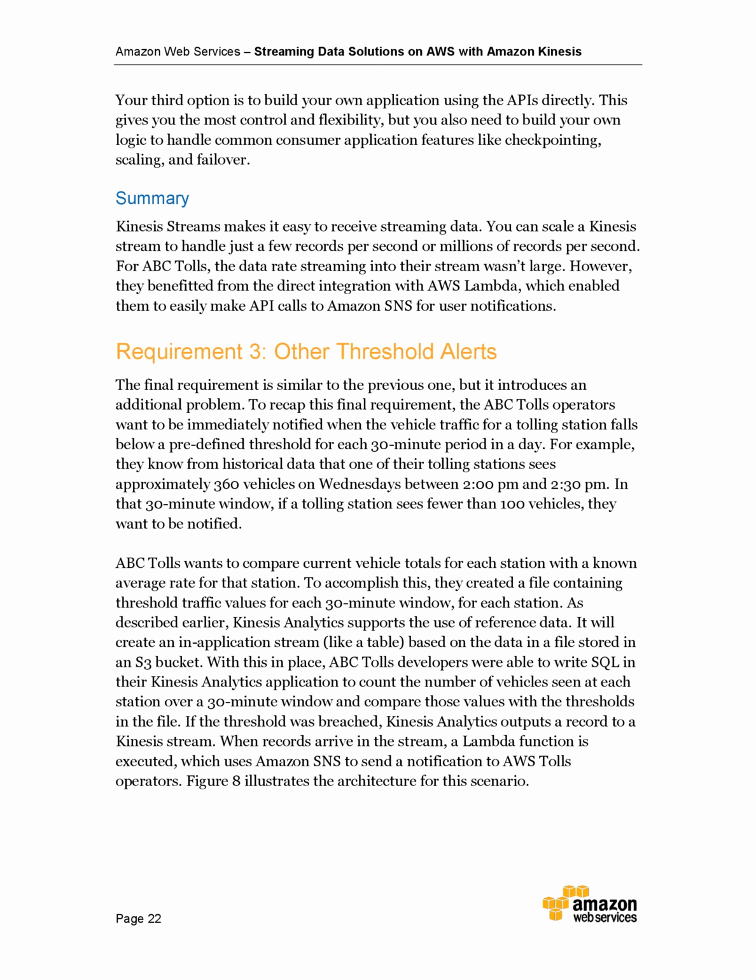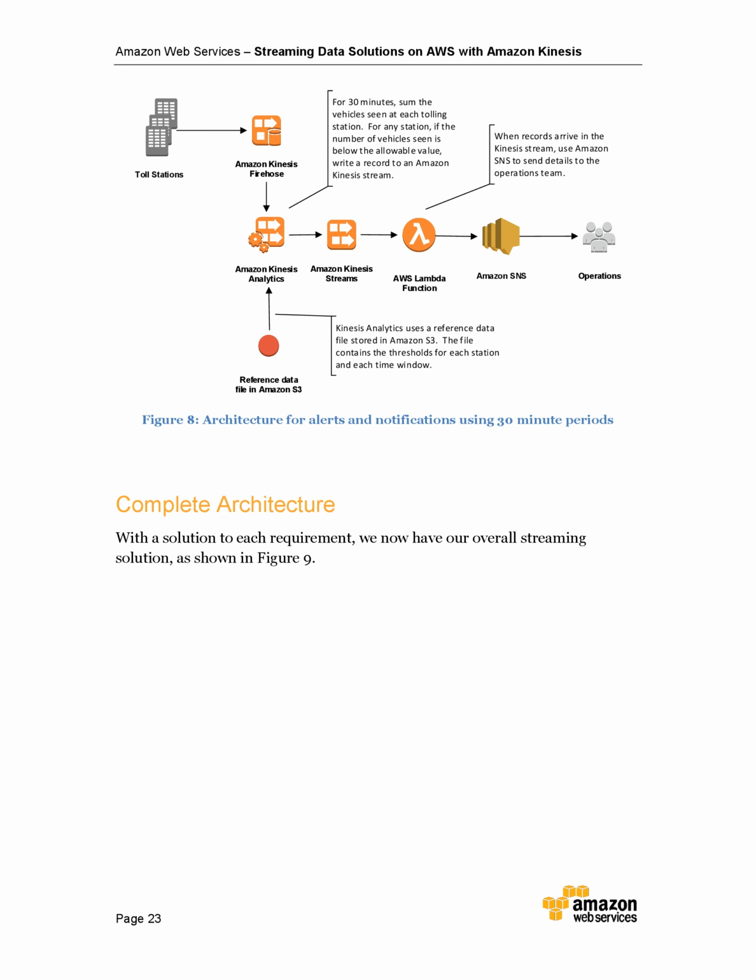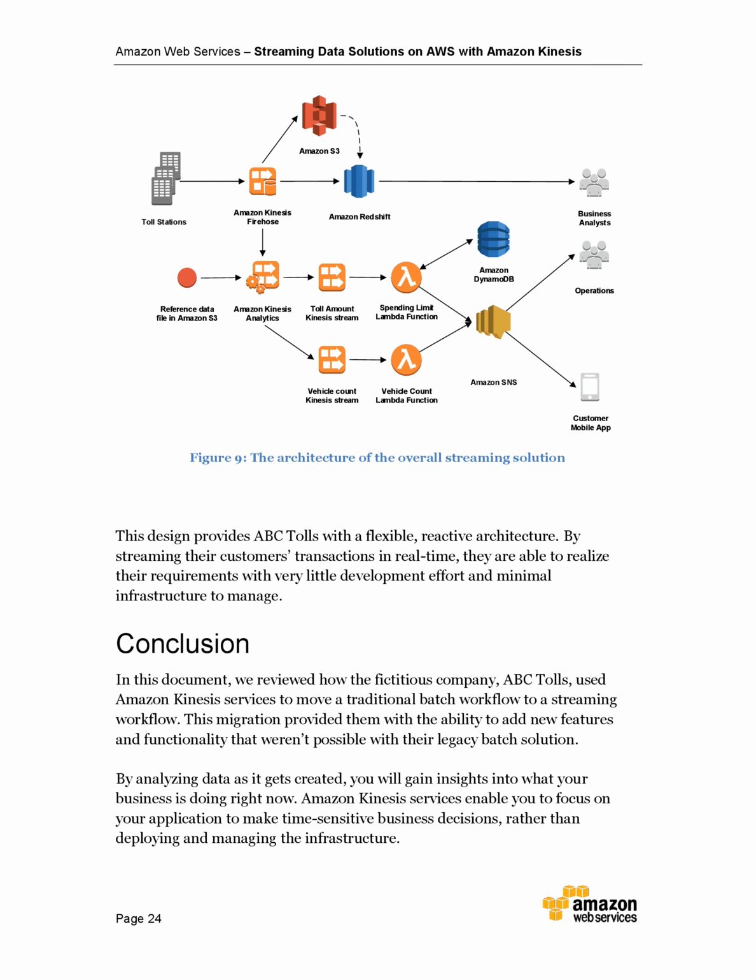When records arrive in the stream, a Lambda function is executed, which uses Amazon SNS to send a notification to ABC Tolls operators. Figure 8 illustrates the architecture for this scenario. Complete architecture with a solution to each requirement. We now have our overall streaming solution, as shown in Figure 9. This design provides ABC Tolls with a flexible, reactive architecture. By streaming their customers' transactions in real time, they are able to realize their requirements with very little development effort and minimal infrastructure to manage.